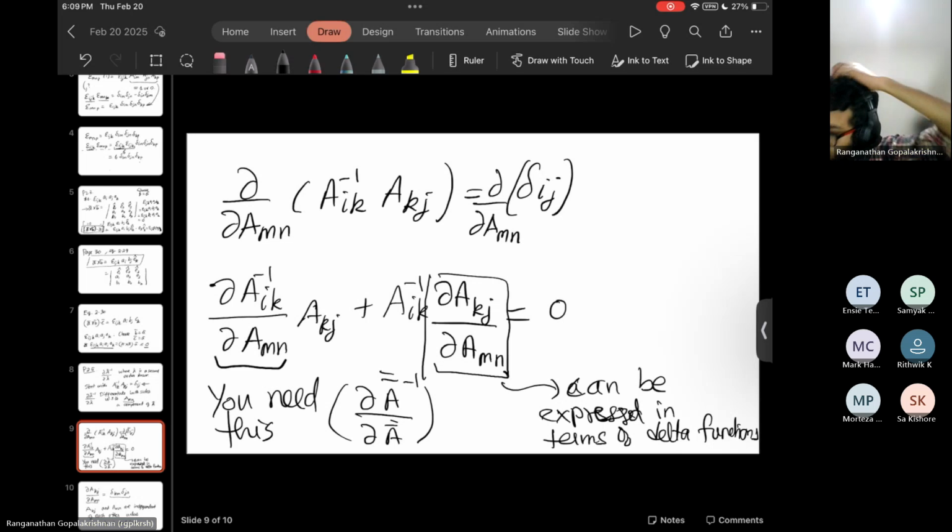Okay. PowerPoint is frozen. Let's see what happens. Just give me 1 second. It's saving something and it's not allowing me to change anything.